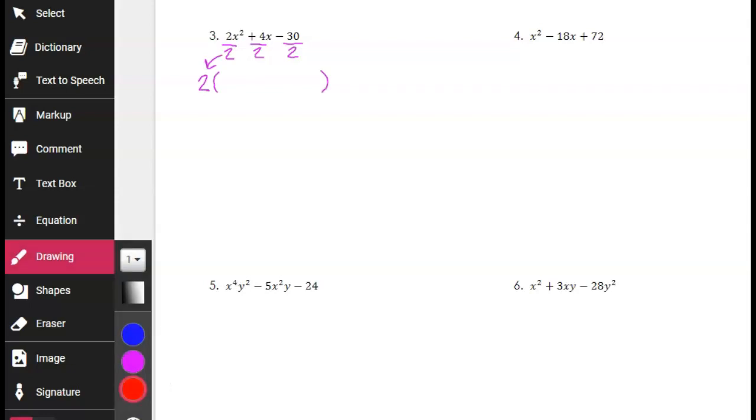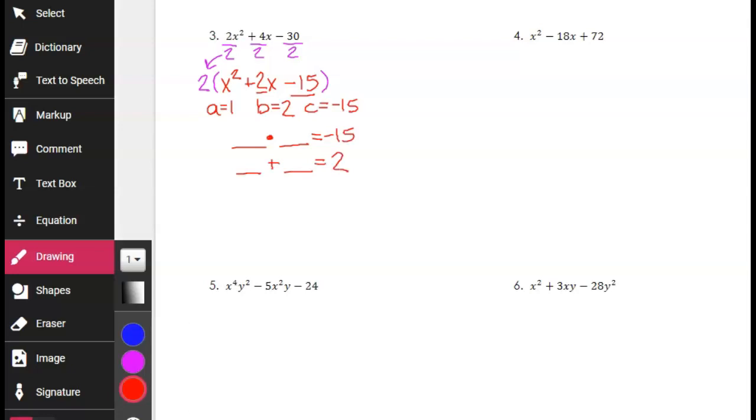Now what's left over: 2x squared divided by 2 is just x squared. 4x divided by 2 is 2x, and negative 30 divided by 2 is negative 15. So I'm going to look for my A term, my B term, my C term. A is 1, B is 2, and C is negative 15. Don't forget to include your signs. So my magic numbers are two numbers that multiply to give me negative 15, but they add to give me 2.